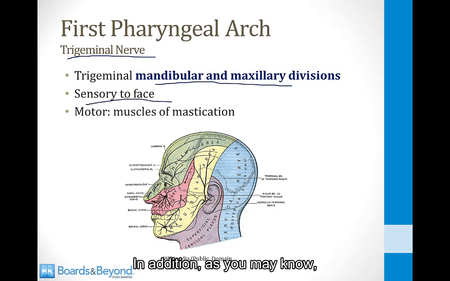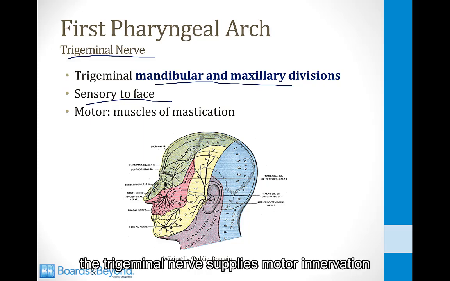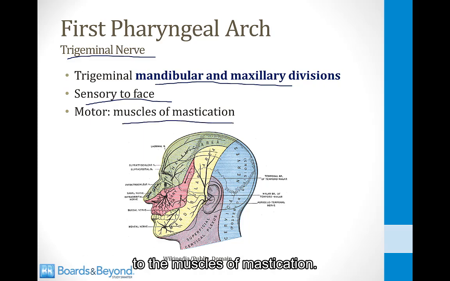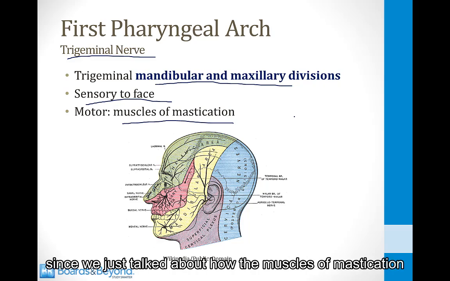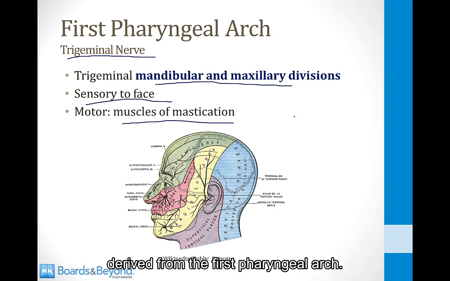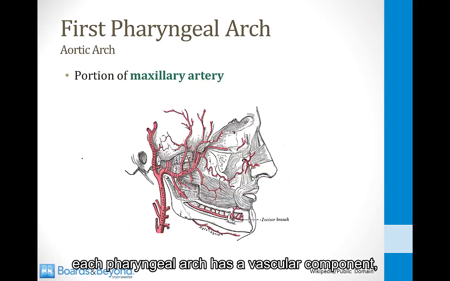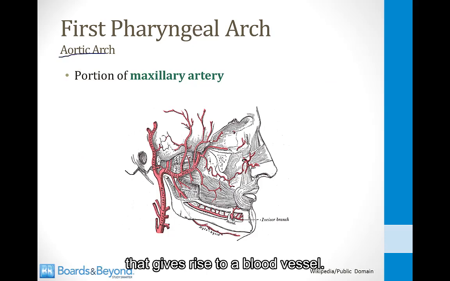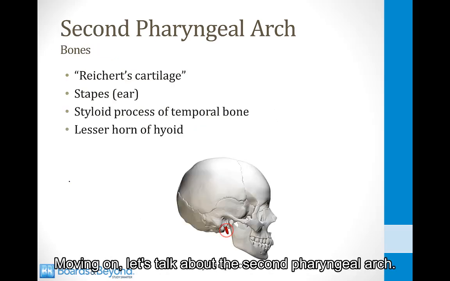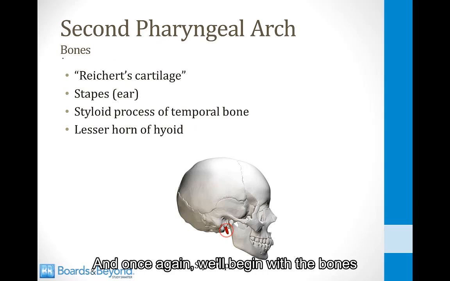In addition, as you may know, the trigeminal nerve supplies motor innervation to the muscles of mastication, and that also should make sense to you since we just talked about how the muscles of mastication derive from the first pharyngeal arch. And then finally, each pharyngeal arch has a vascular component, sometimes called an aortic arch, that gives rise to a blood vessel, and the blood vessel that derives from the first pharyngeal arch is a portion of the maxillary artery.